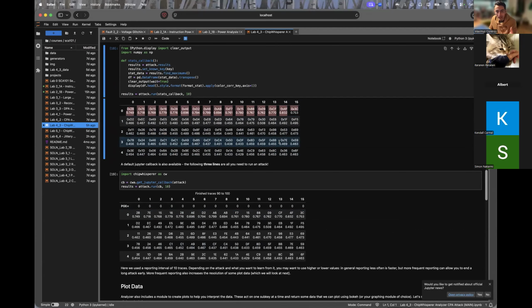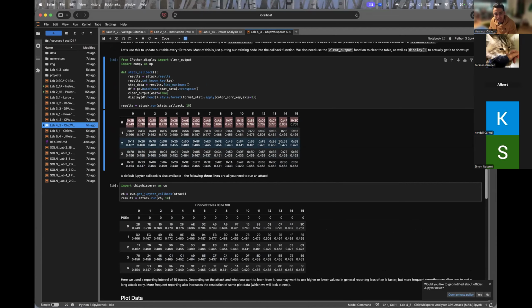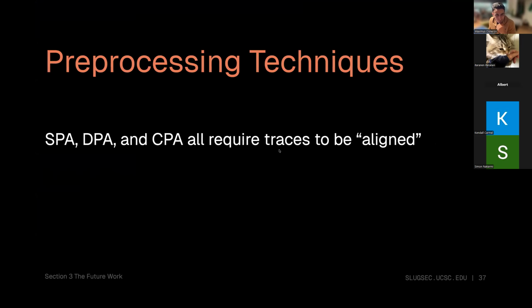And again, automatable, you can do this in the background while you're performing other attacks, but that's kind of the beauty of CPA: where DPA and SPA may fail, CPA may uncover some useful information. Okay. I mentioned this earlier, there are things called pre-processing techniques.